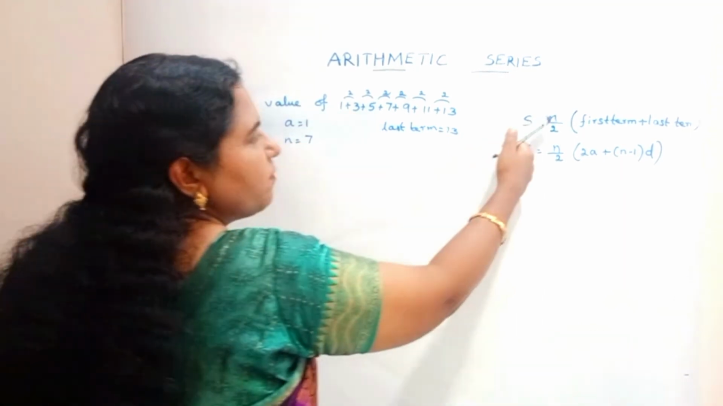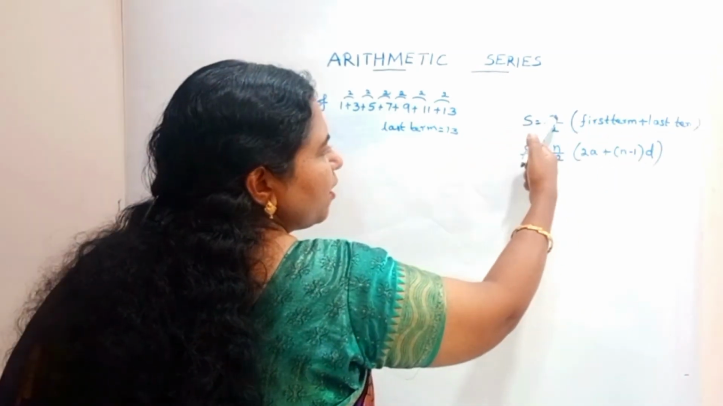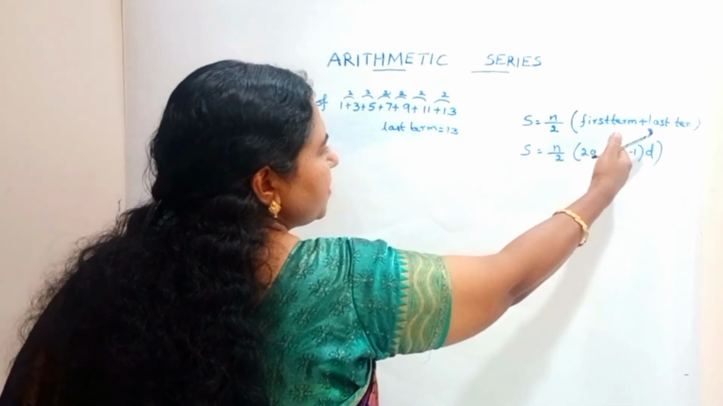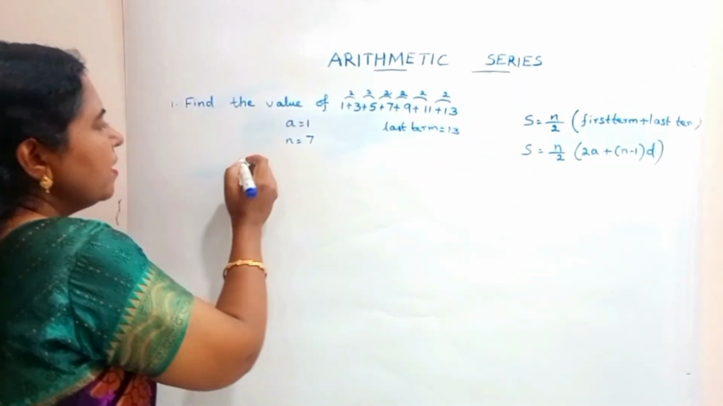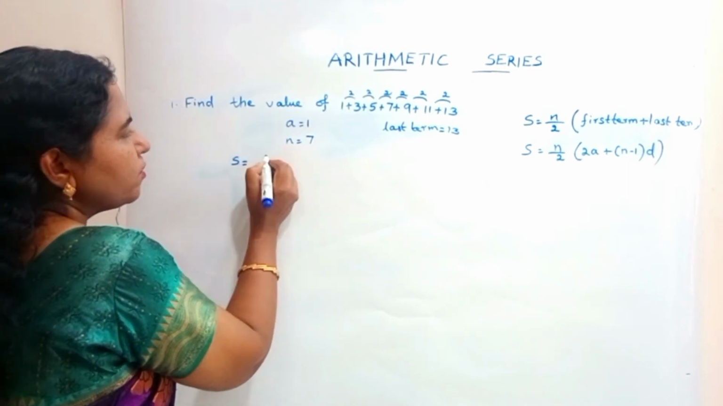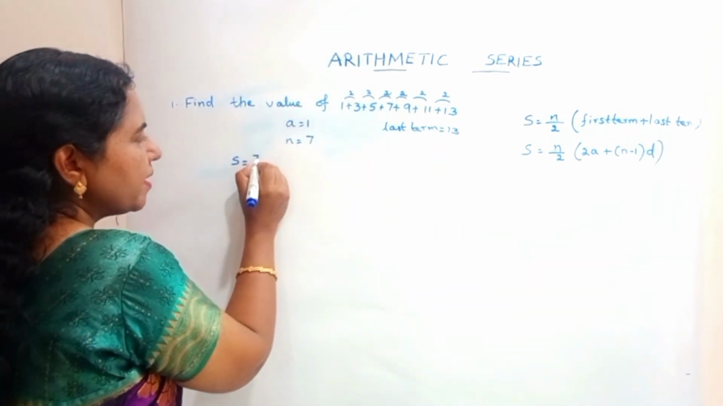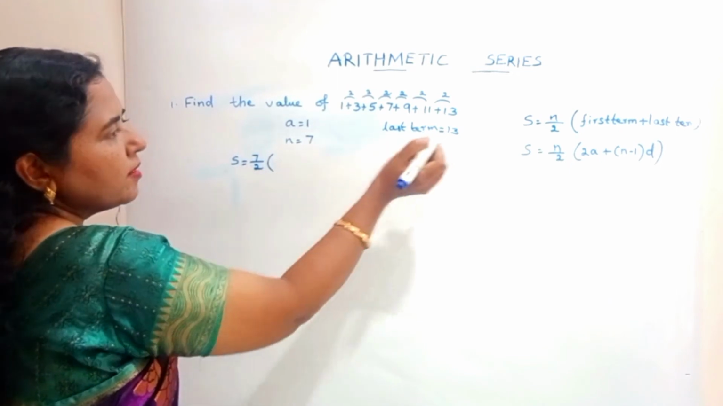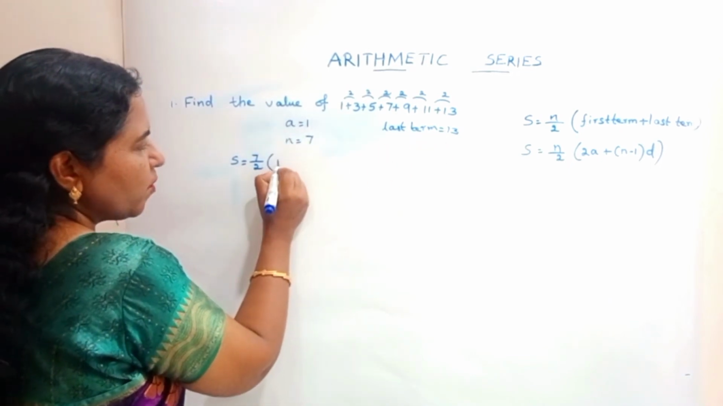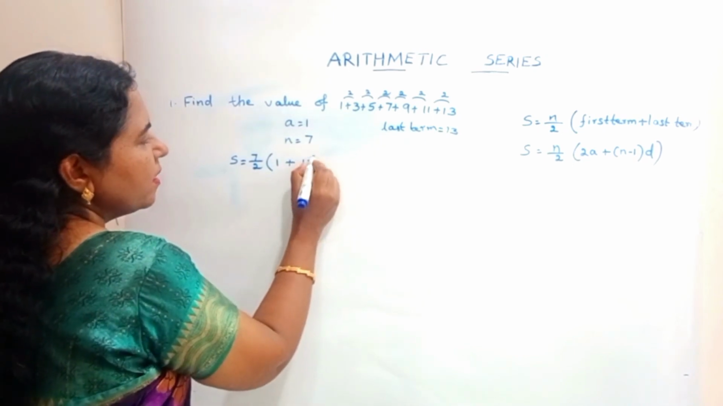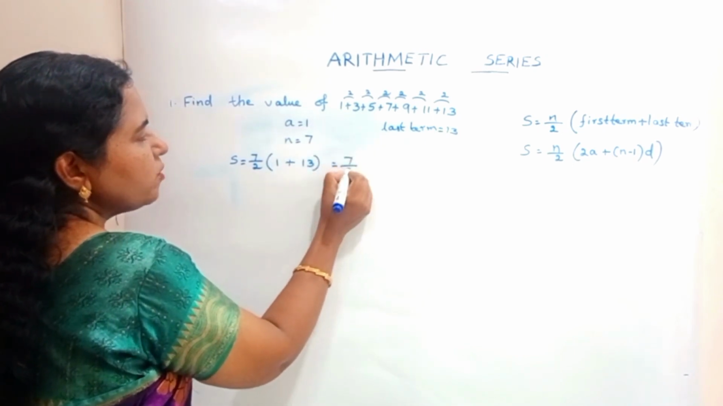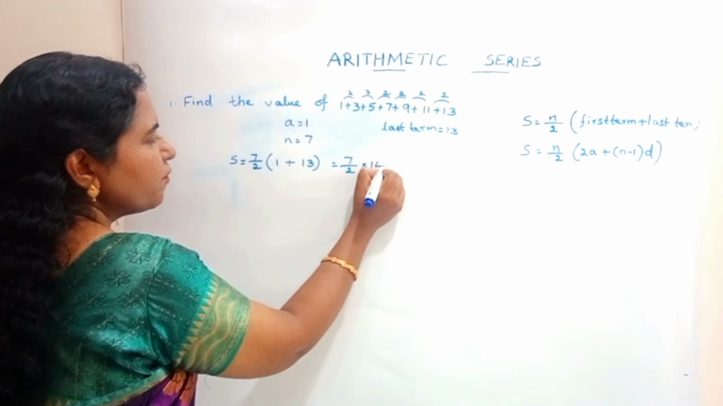So we have all the 3 values: the value of n, the first term and the last term. So we can use this formula itself and find out the value of s. So s is equal to n by 2, so it is 7 by 2 into the first term, which is 1, plus the last term, which is 13. So it is equal to 7 by 2 into 1 plus 13, which is 14.